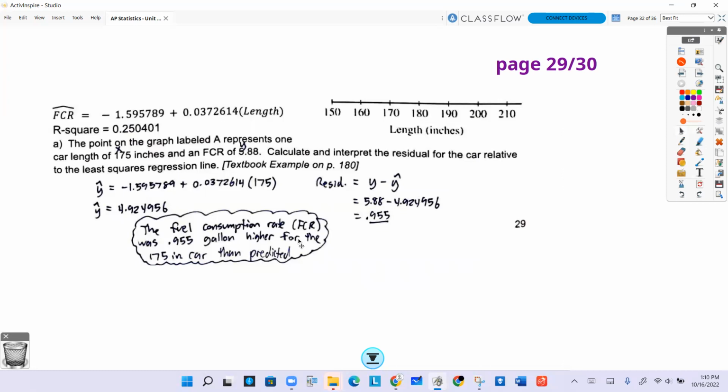The interpretation part is that 0.955 is how many units higher the actual y value is than predicted. So you would say the fuel consumption rate, FCR, was 0.955 gallon higher for the 175-inch car than predicted.